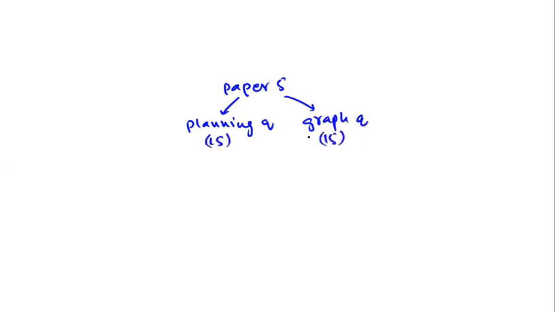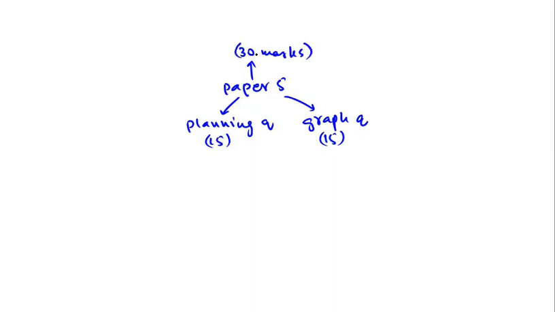Students, Paper 5 consists of two questions. The first question is called the planning question and the second question is called the analysis, conclusions and evaluation question, but I'll refer to it as the graph question because you have to draw a graph in it, right? Each question carries 15 marks. So that makes our Paper 5 a paper of total 30 marks.